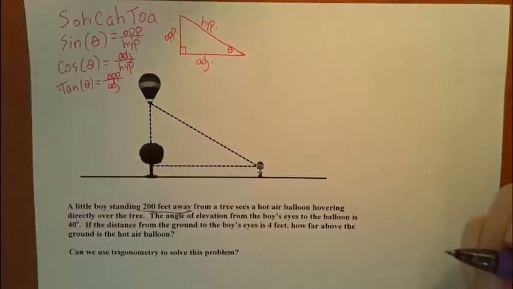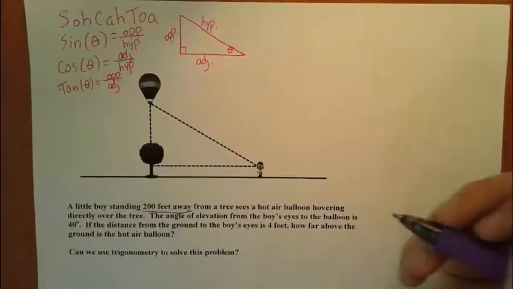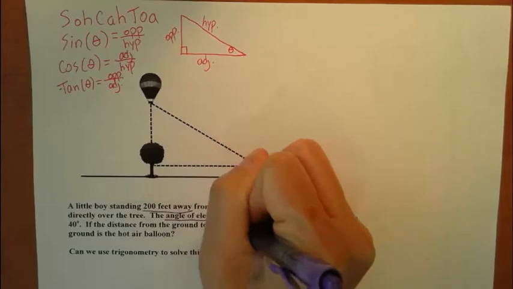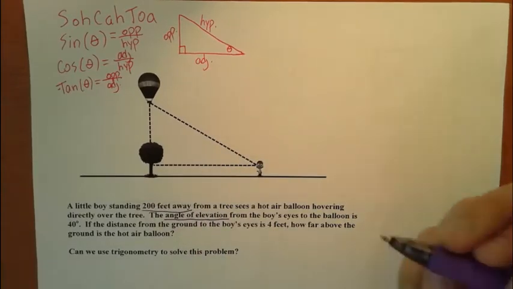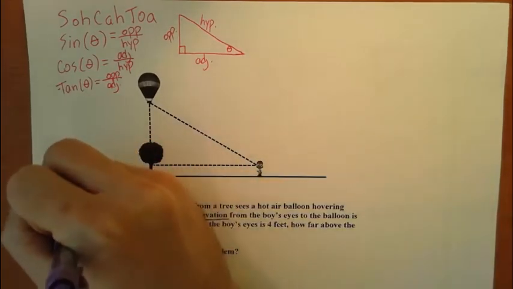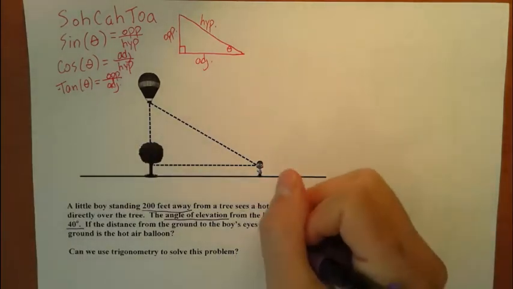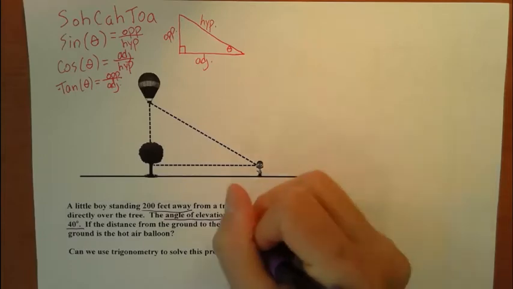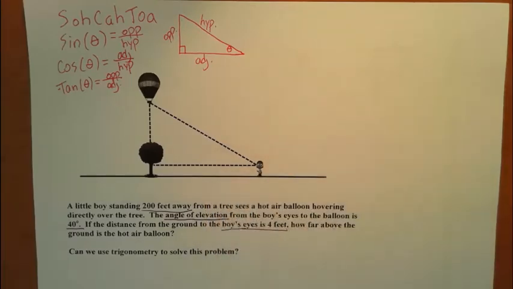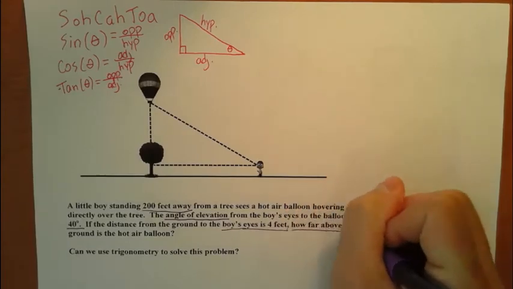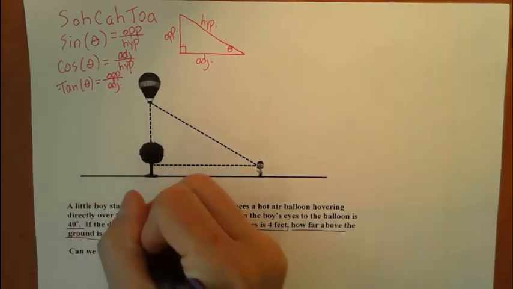Now that we've read through it, we want to underline some things that are going to be important. So I would underline 200 feet away. The little boy is standing 200 feet from a tree. The angle of elevation, we're going to be talking a lot about that term later this chapter, is 40 degrees. And the boy's eyes are 4 feet from the ground. So we'll say he's basically 4 feet tall, this child. And we want to know at the end how far above the ground the balloon is.